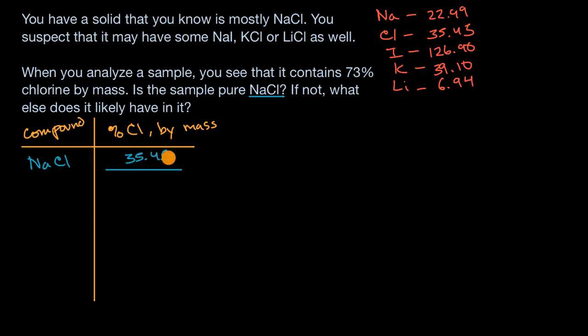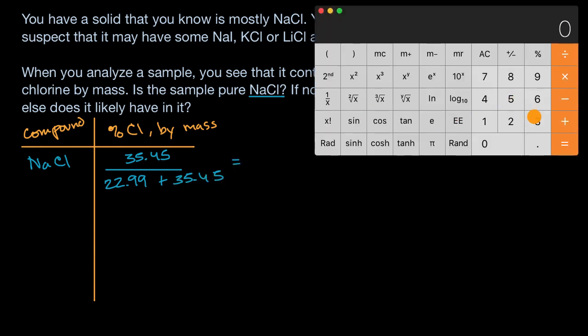So that's going to be 35.45 divided by sodium's average atomic mass of 22.99 and then the chlorine, of course, has an average atomic mass of 35.45. So we have 35.45 divided by, open parentheses, 22.99 plus 35.45, close the parentheses, and then I get it equal. So it looks like it's a little bit over 60%.